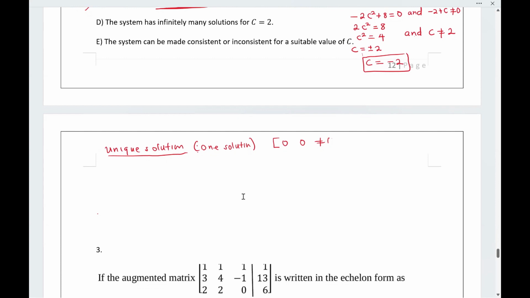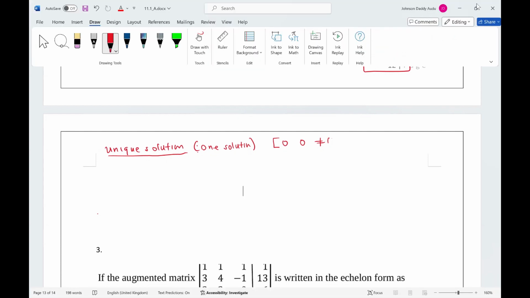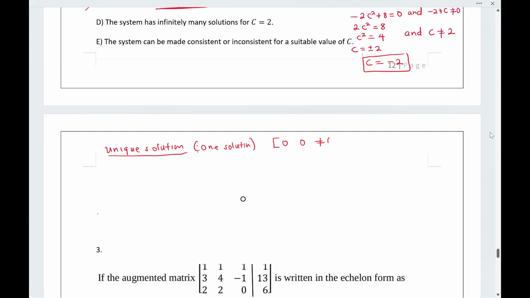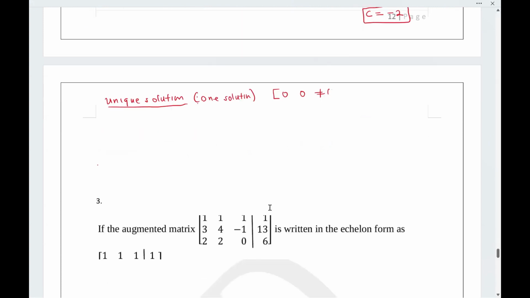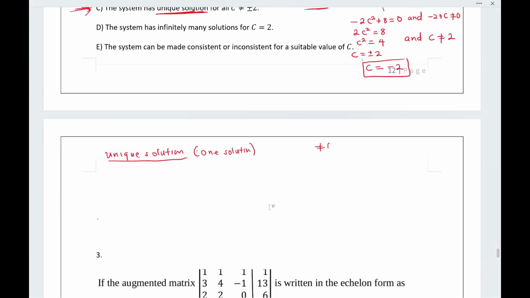Okay, let's see what's wrong with the pen here. Okay, let me write it again. So you have 0, 0. The last third should not be 0. Then the right-hand side can be anything. You don't really care. So for unique solution, all you are after is that the last entry here, in the third column, should not be 0.